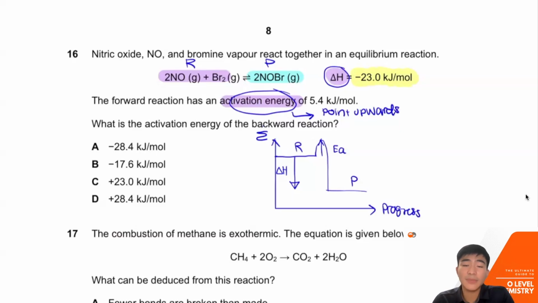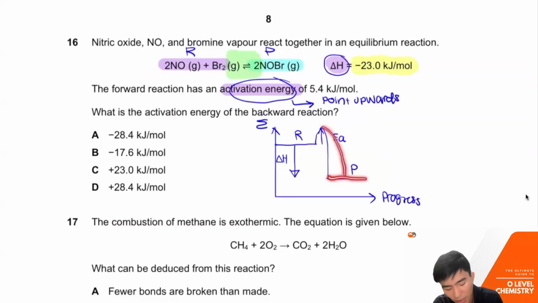Now, what about the backward reaction? Because this is a reversible reaction. How do you know it's a reversible reaction? You see this arrow over here, the double-headed arrow. This is a reversible reaction. So how do we know what is the activation energy of the backward reaction? It means I need to go from P all the way up.